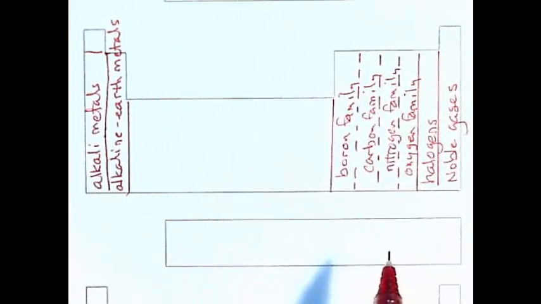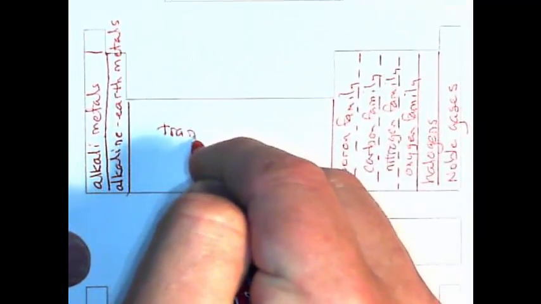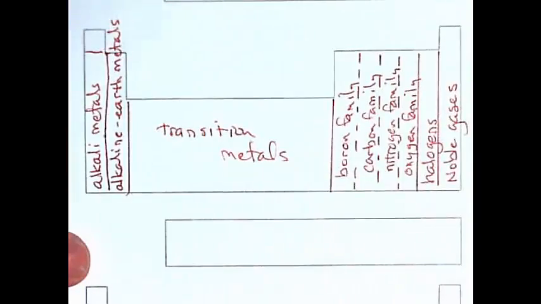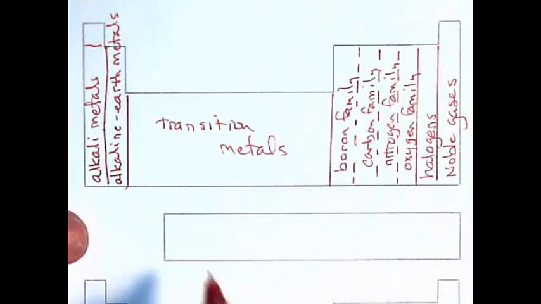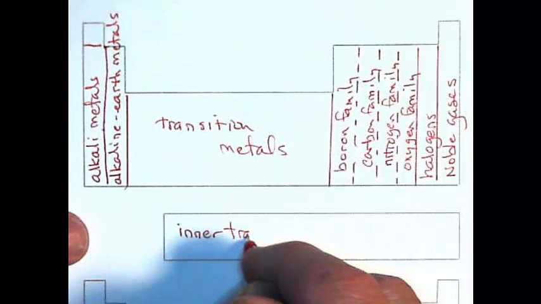While on this region arrangement here, let's also make sure we're clear that these are called transition metals. And these down here are called inner transition metals.